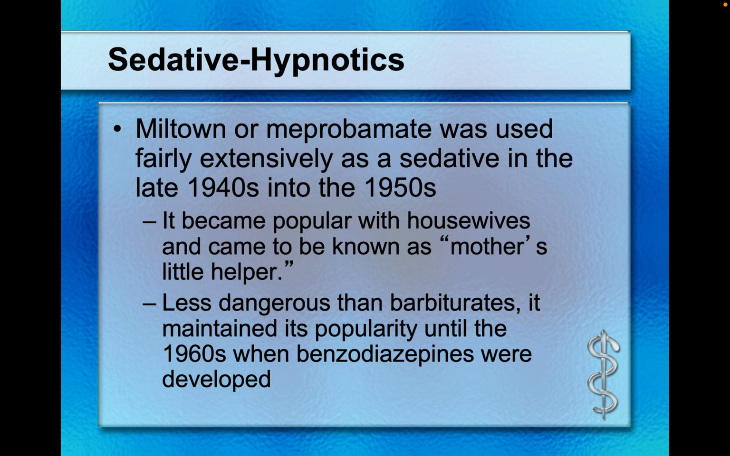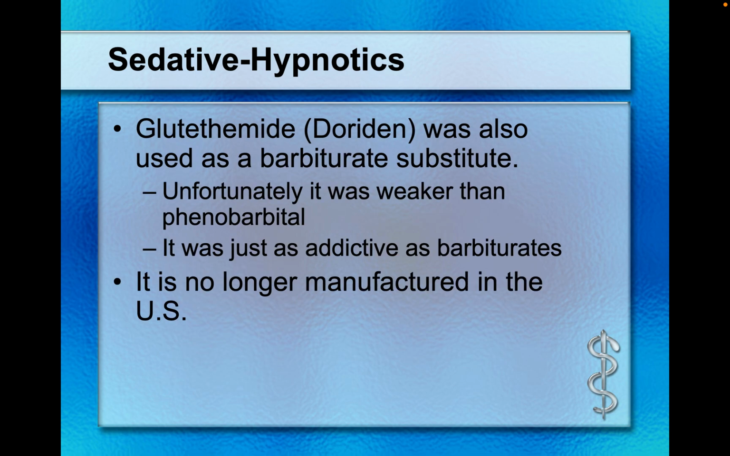Miltown, or meprobamate, was used fairly extensively as a sedative in the late 1940s into the 1950s. It became popular with housewives and came to be known as Mother's Little Helper. And if you listen to the Rolling Stones, in the 1960s, they sang a song called Mother's Little Helper, where they were talking about Miltown. Less dangerous than barbiturates, it maintained its popularity until the 1960s when benzodiazepines were developed. But in the early 1960s, when the Rolling Stones first started, when they wrote that song, of course, it was Mother's Little Helper.